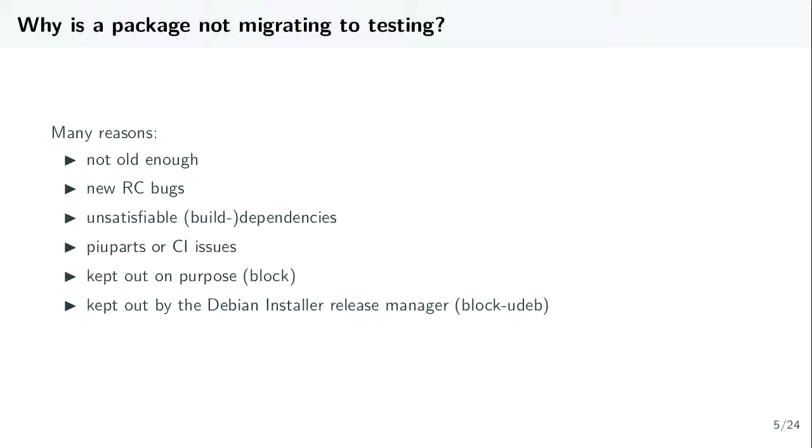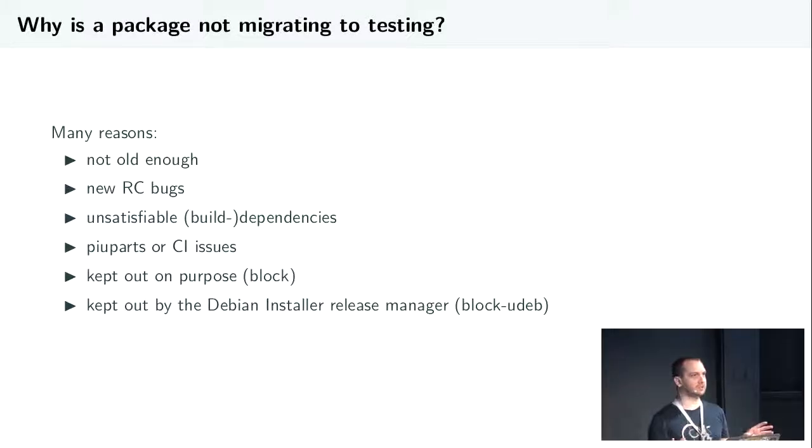Anyway, some other possibilities: your package might be blocked because some release manager puts an explicit block on it. So that's basically what the freeze is. We block all packages. And it can be kept out of testing because the Debian Installer release manager decided that, oh, I'm working on a Debian Installer release, so I'm going to freeze all packages that might have some impact on the installer.